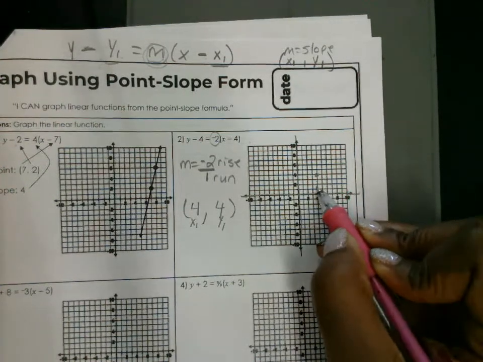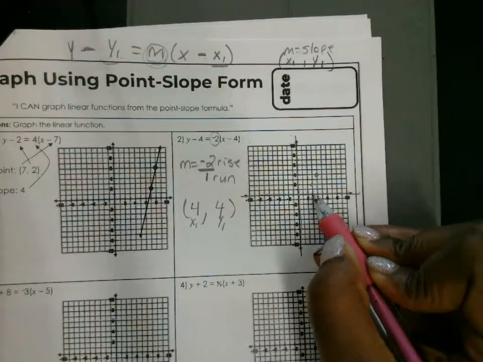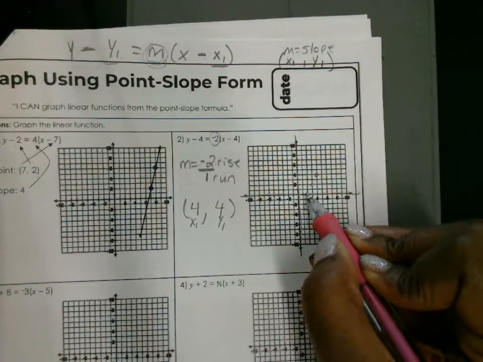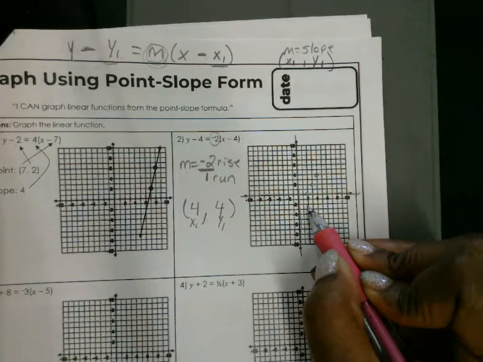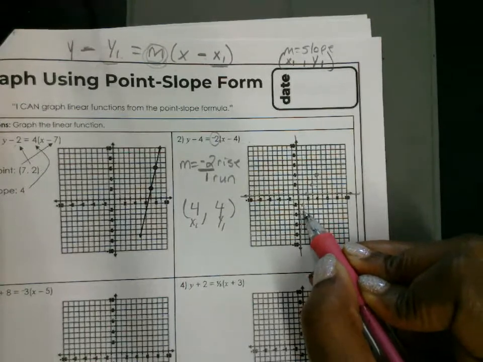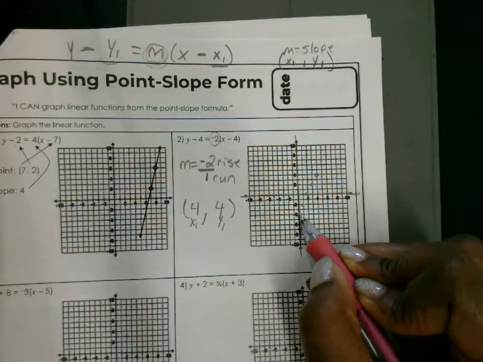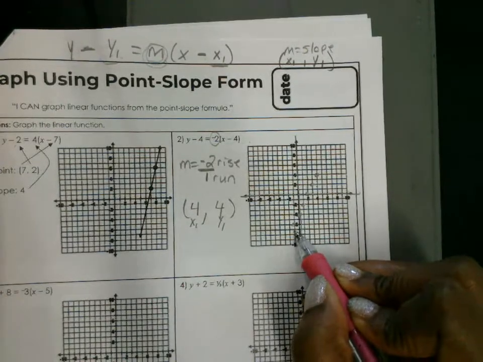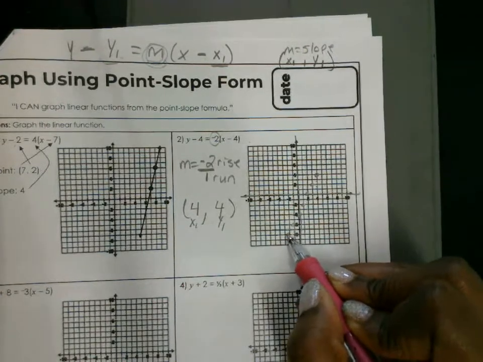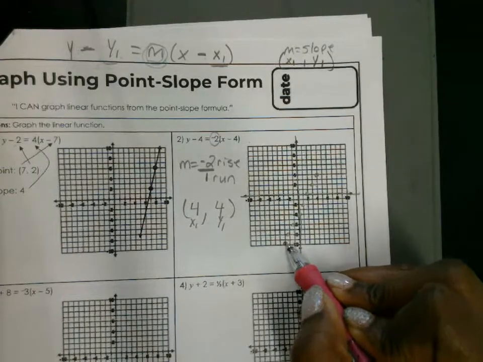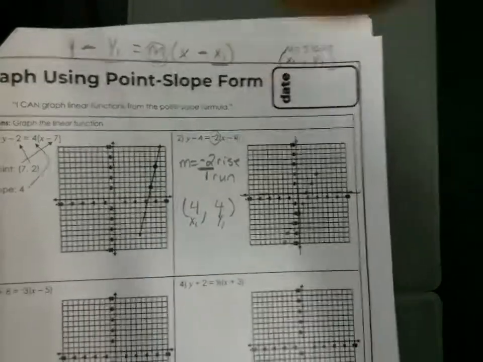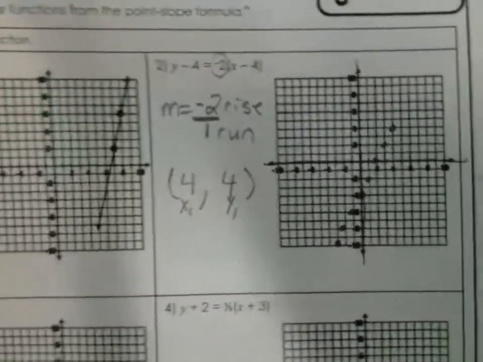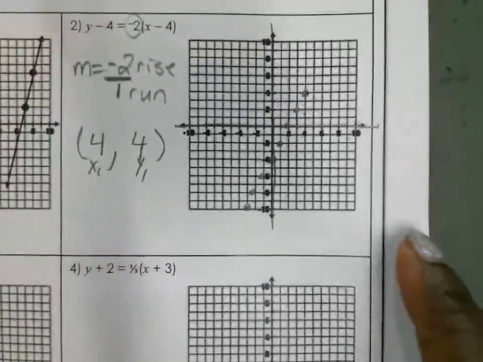1, 2, to the right 1. 1, 2, to the right 1, and I keep repeating that. You see how I went until I ran out of space.